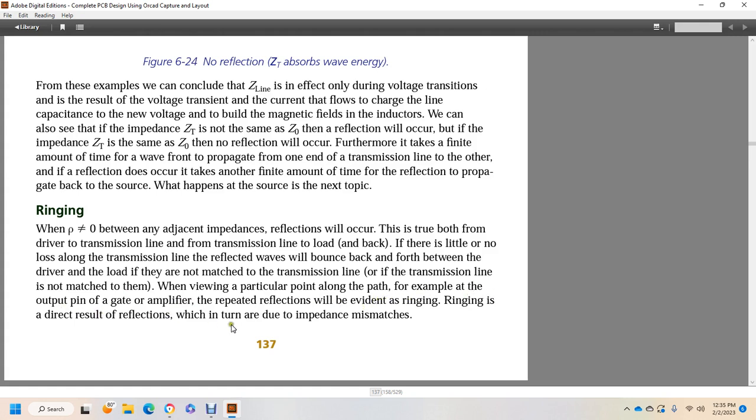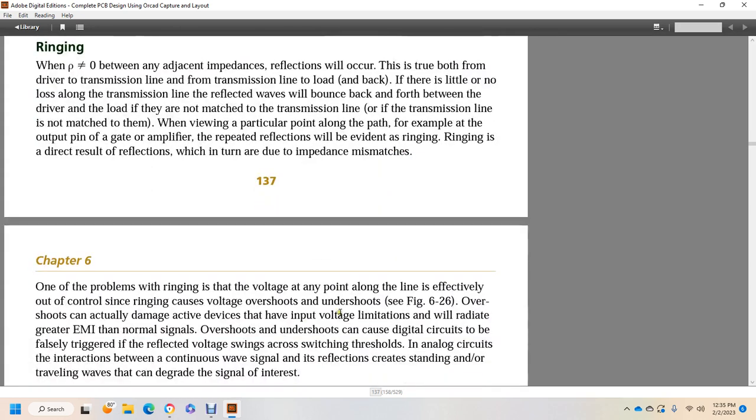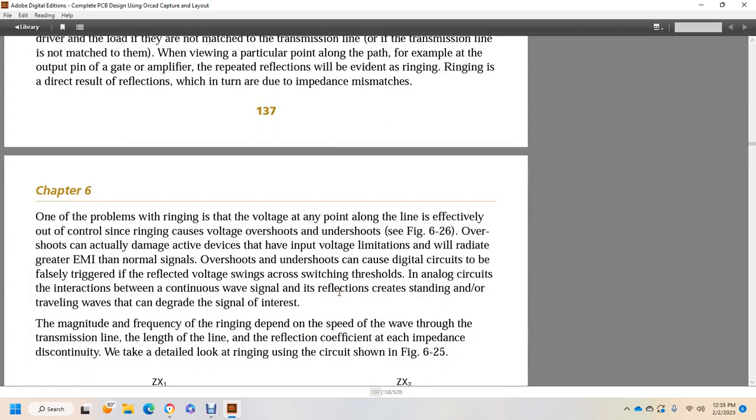The ringing is a direct result of reflections, in turn due to impedance mismatches. One of the problems with ringing is that the voltage at any point along the line is effectively out of the control of the designer. The ringing causes voltage overshoots and undershoots. Overshoots can actually damage active devices by exceeding input voltage limitations, while radiated energy causes electromagnetic interference with normal signals. Overshoots and undershoots cause digital circuits to be falsely triggered as reflected voltage swings cross switching thresholds.